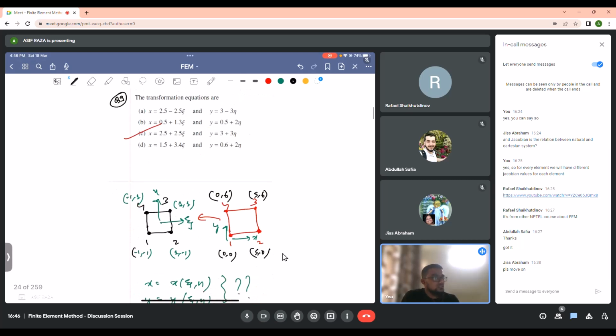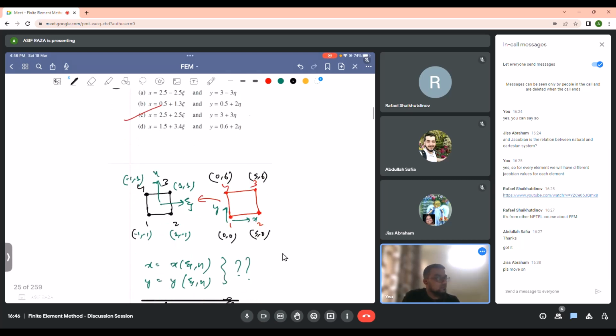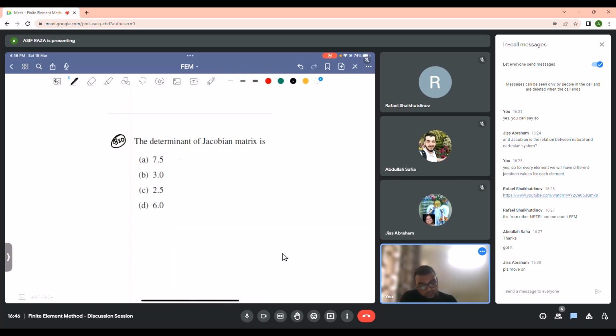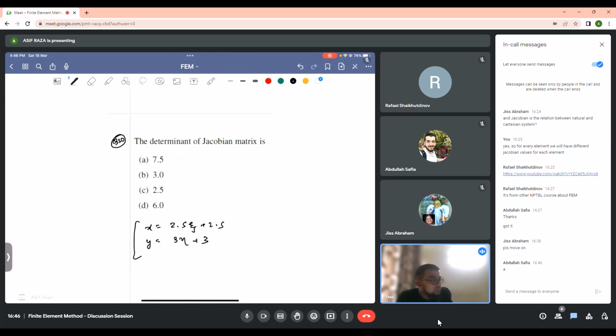So consequently, what will be my answer to this question? The determinant of the Jacobian matrix is, so we have found x is equal to 2.5 xi plus 2.5 and y is equal to 3 eta plus 3. I would ask others except Rafael to answer before giving. I think Rafael can give the answer quite easily, but I would ask others to give an answer first. Okay, so Abdullah has said an answer as option A.